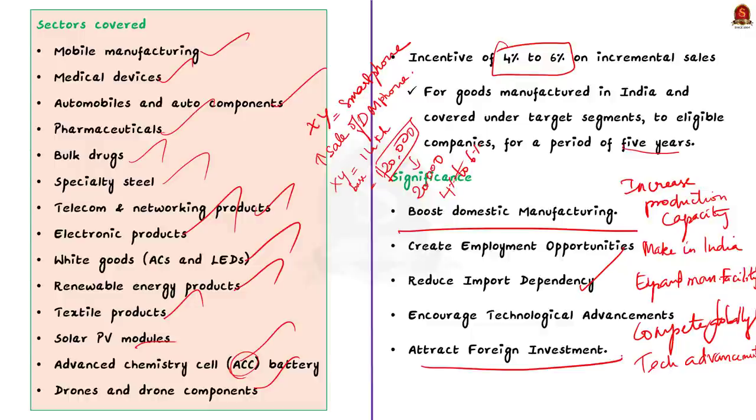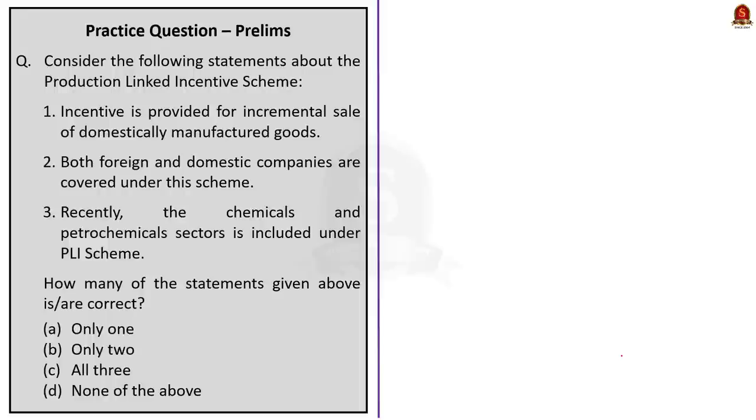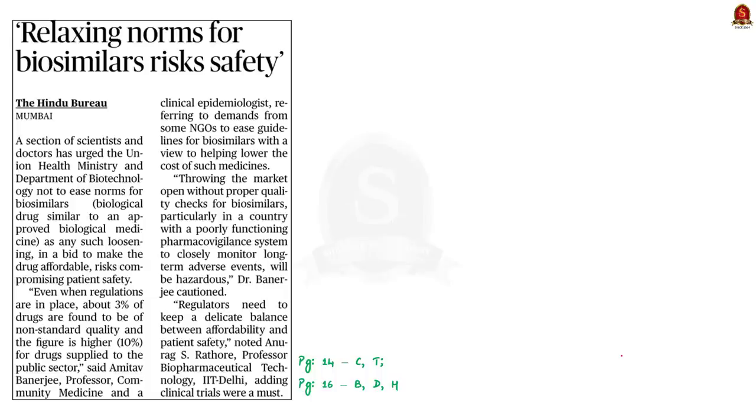So these are some of the important points that you have to remember about the PLI scheme. A very important and an innovative scheme. So make note of it and use it in your mains answer writing. So with these learned points, now let us move on to the next news article discussion. Take a look at this news article.